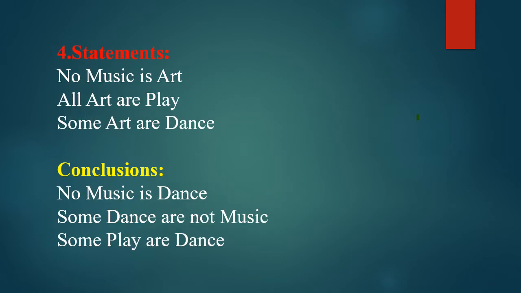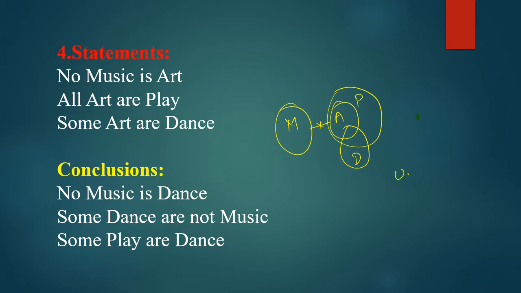Question number 4. No music is art. All art are play. Some art are dance. First one, no music is dance. So music is here, dance is here. There is no overlapping between music and dance. So this condition is called undefined.